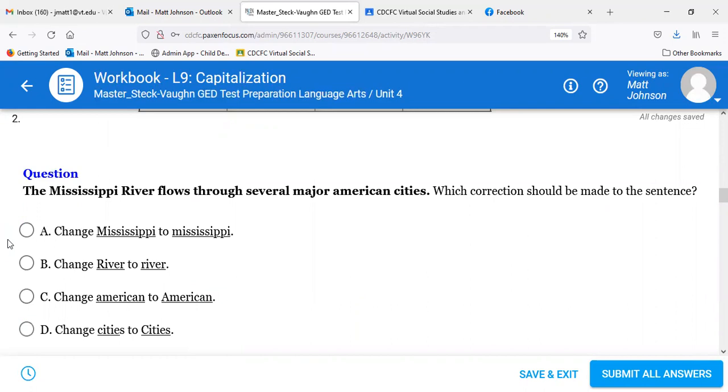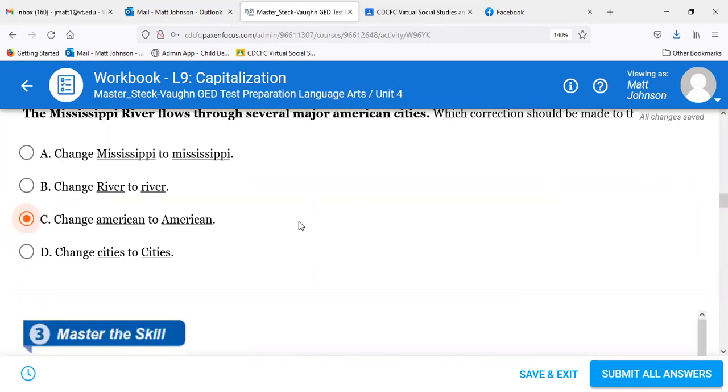All right, go ahead with question 2. The Mississippi River flows through several major American cities. Which correction should be made to the sentence? I think the answer is C, capitalize American. Yes. That's the only change that needs to be made. Change lowercase a to uppercase A for American, which is a proper adjective.